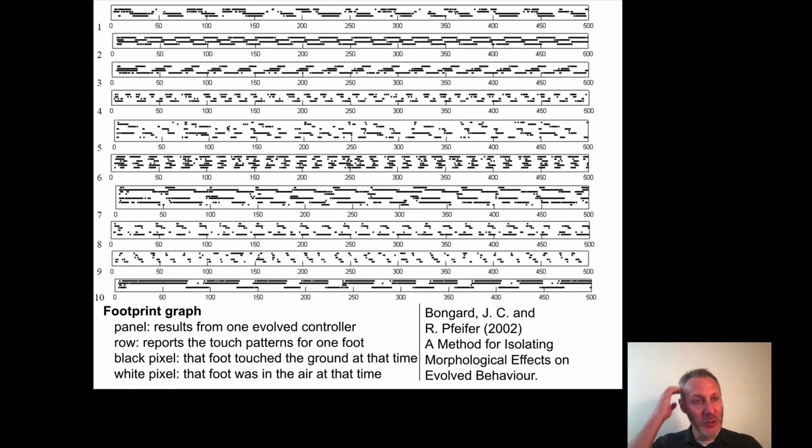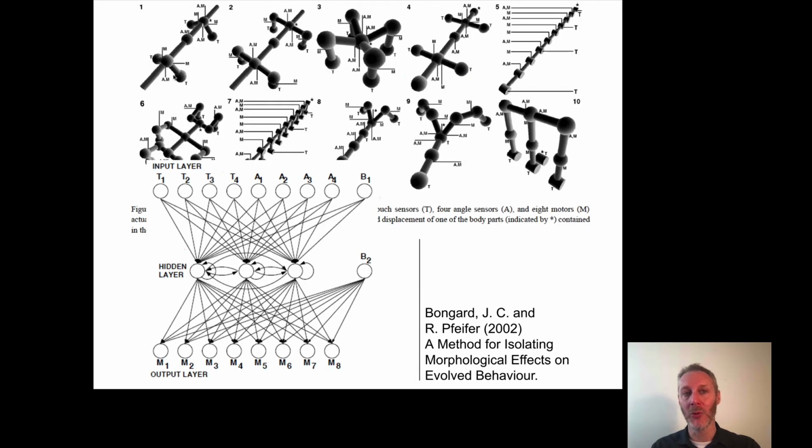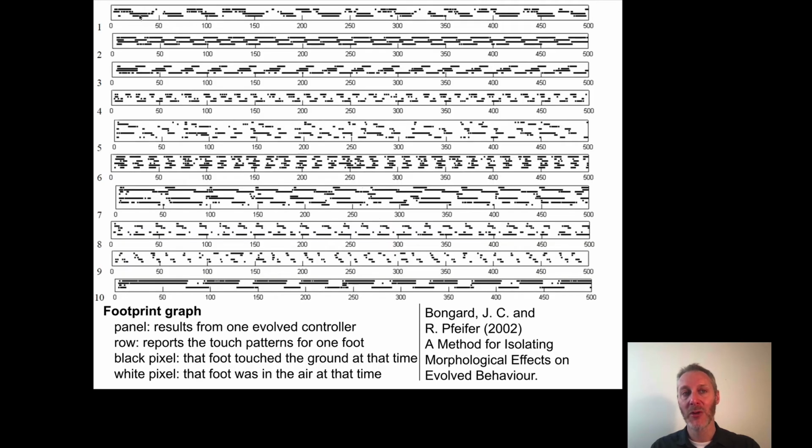Okay, how does a footprint graph work? Well, I've got 10 panels here, and what I'm showing are the footprints left by the 10 different robots when it was controlled by the most fit evolved neural network for that robot. Let's take this particular footprint graph here. Each row in the graph corresponds to one body part that can come into contact with the ground. In the case of robot number one, there are only four body parts that can come in contact with the ground.